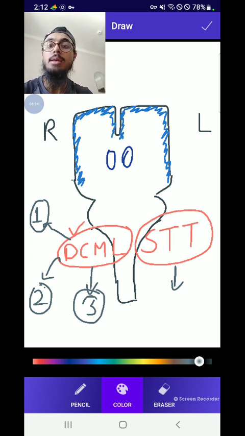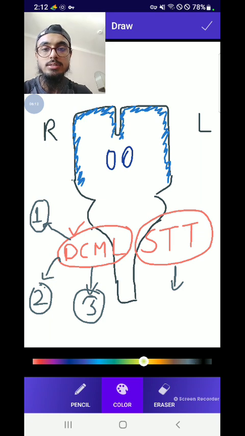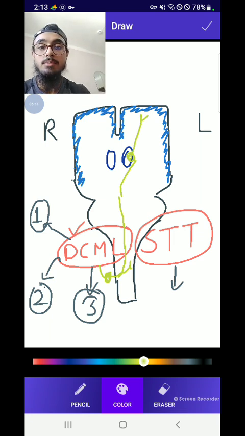So, the dorsal column medial lemniscus pathway. I draw a little bit of the pathway. It enters at the dorsal root ganglion, enters the spinal cord, and moves towards the cortex. Before the cortex it crosses to the opposite side, and then it goes to the area of the primary somatosensory cortex. Guys, remember this: in which part of the brain does it cross?